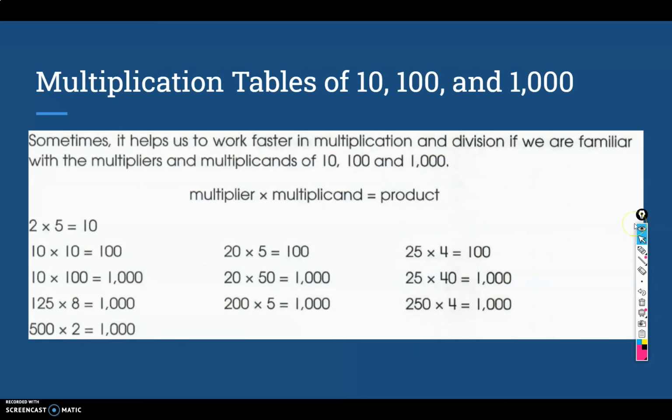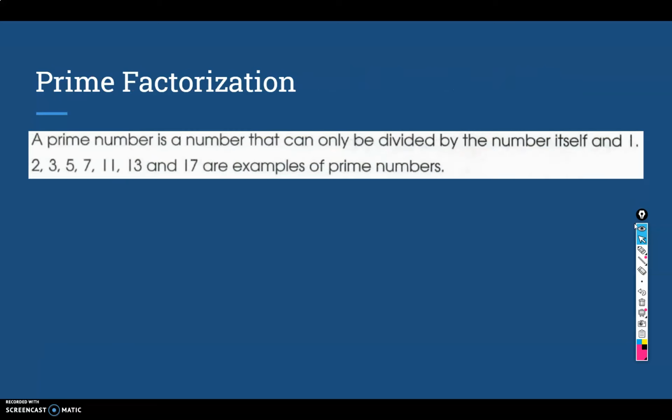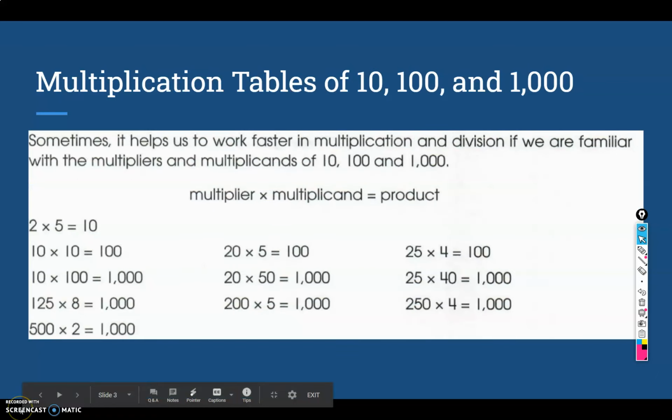Alright, so let's cover the multiplication tables of 10, 100, and 1,000. Sometimes it helps us to work faster in multiplication and division if we are familiar with the multipliers and multiplicands of 10, 100, and 1,000. So this is what a multiplier and a multiplicand is, right? These are just really nice to know and to memorize because these are very easily identifiable, and if you can identify them, you can work faster.